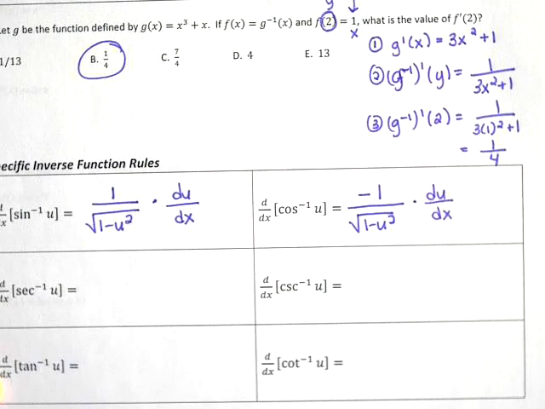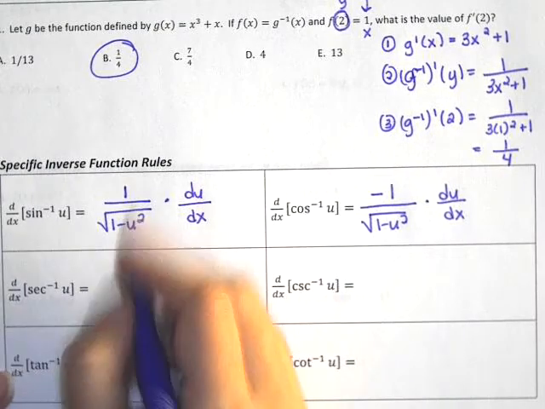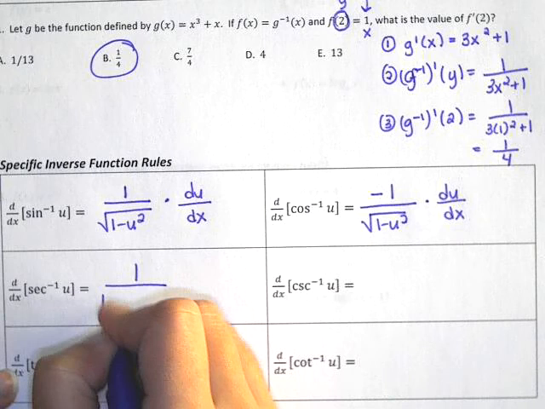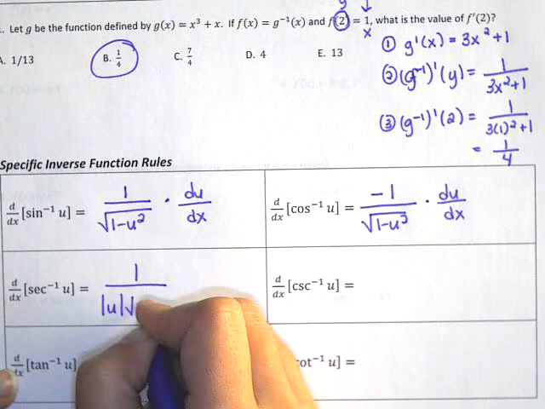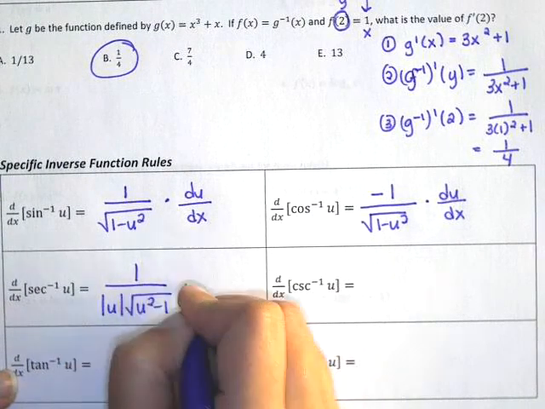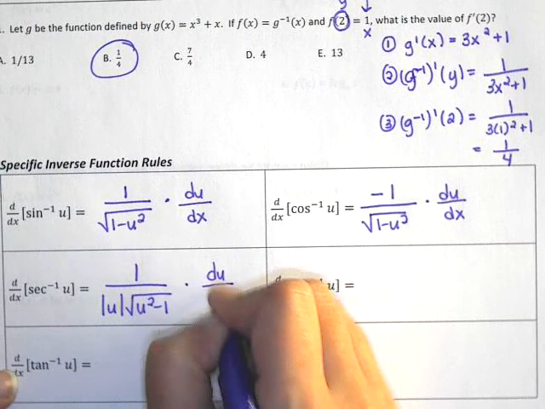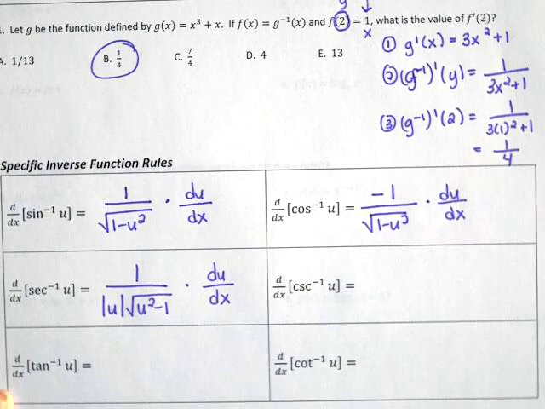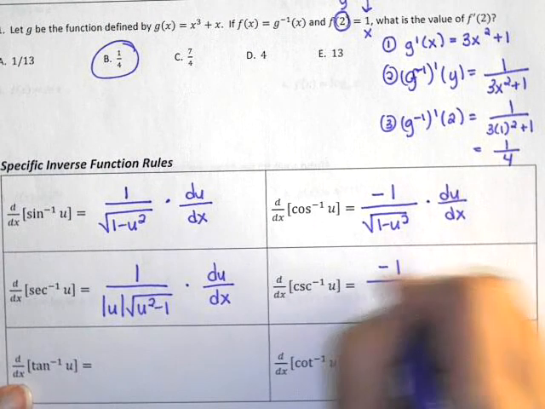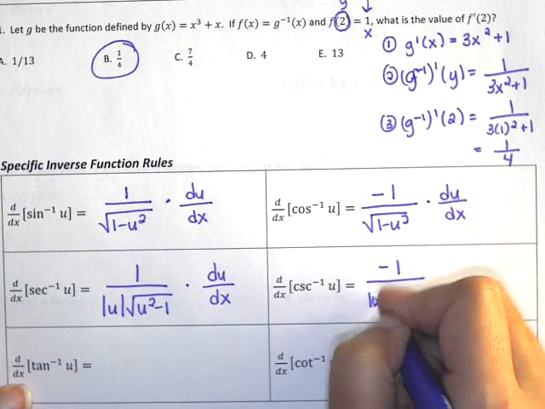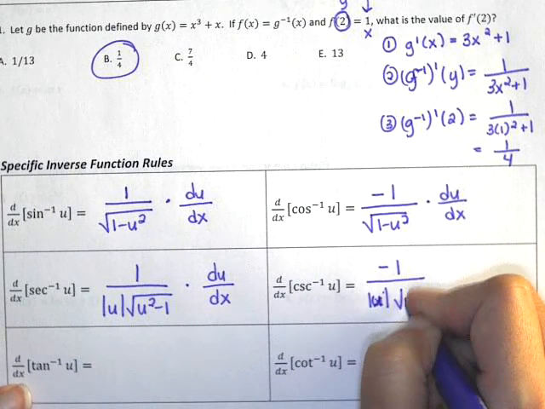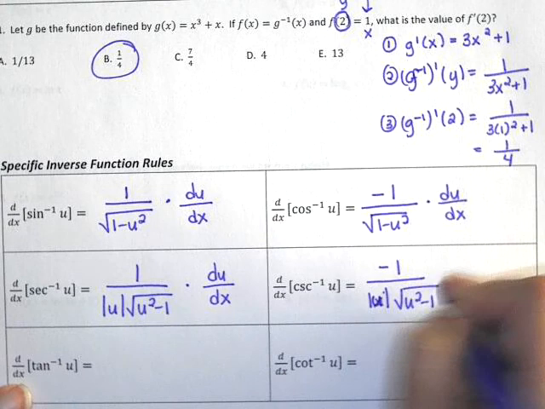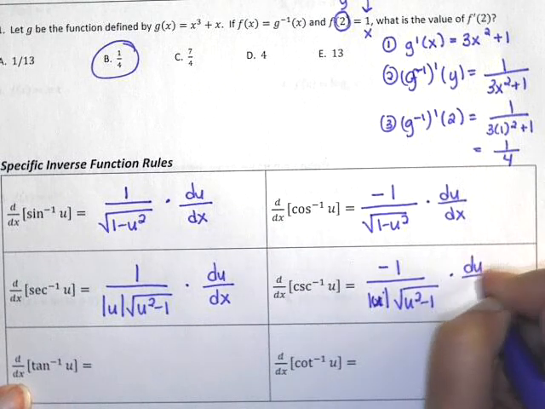To get the derivative of inverse secant, you would do 1 over the absolute value of u, square root of u squared minus 1 times the derivative of the inside stuff. And inverse cosecant would just be the negative version of secant. This should be a u. Square root of u squared minus 1 times the derivative of u.